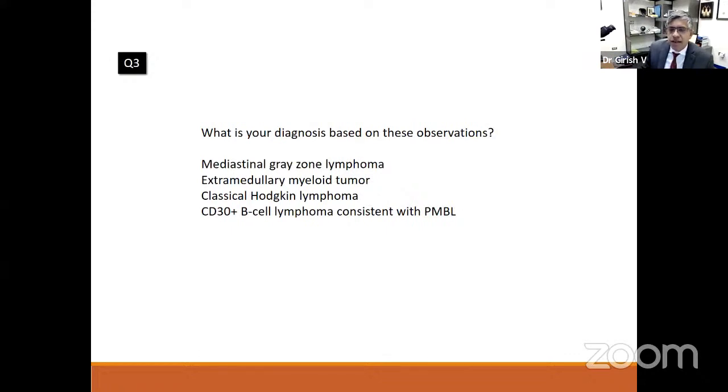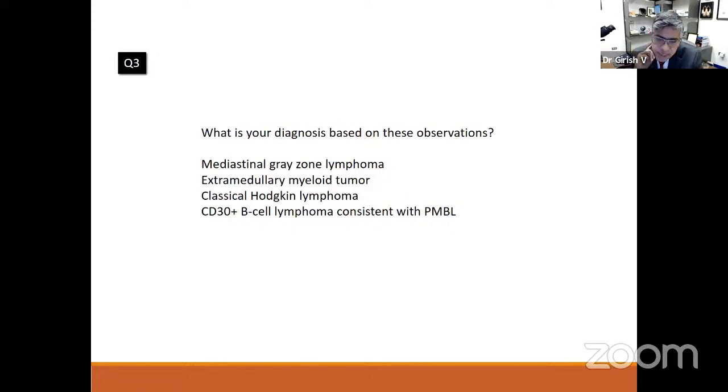Okay, CD30 positive, B cell lymphoma. Like 45% of you have thought this is PMBL. Second set have thought it's probably gray zone. And a quarter of you did think it was classical Hodgkin lymphoma. So that was the reason, right? So the discrepancy that all of you have, and that was the reason it was sent as a consult to me. So what to call it?